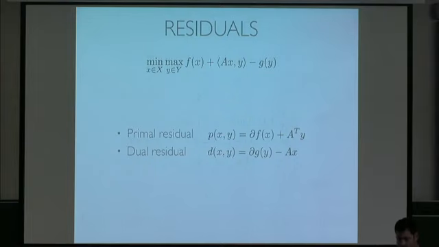We can measure that sensitivity by using residuals for the problem. I'll define the primal residual: the primal residual is the derivative of this loss function with respect to x. The dual residual is the derivative with respect to y. If you found a saddle point that's minimal for x and maximal for y, then both of those derivatives should be 0. So I can measure the convergence of this algorithm by looking at those residuals.